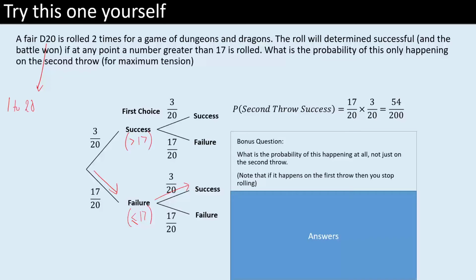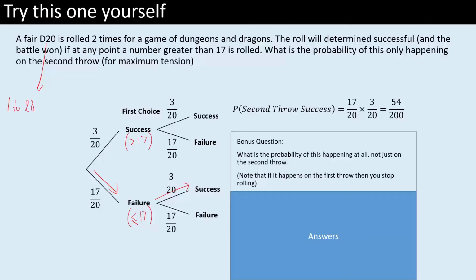Now, a little bonus question here. If you've got this kind of scenario in a board game, normally you don't aim to get it on the last go. You want it to happen as soon as possible. Okay? So we want to know what's the probability of us getting a roll which is greater than 17 at all, not just on the second throw.